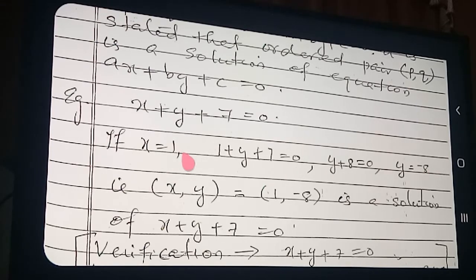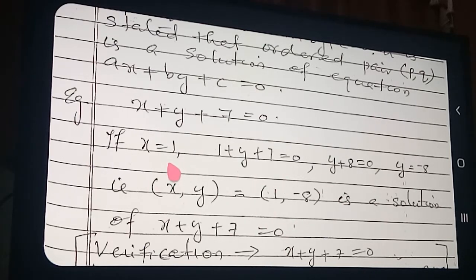So now you got the value of x, which we were given as 1, and you got the value y = -8. Therefore, what I have written here is that the ordered pair (x, y) = (1, -8) is a solution. See here once more. First the x coordinate, which is 1. The y coordinate is -8. So the ordered pair (1, -8) is a solution of the equation. Is it clear now?